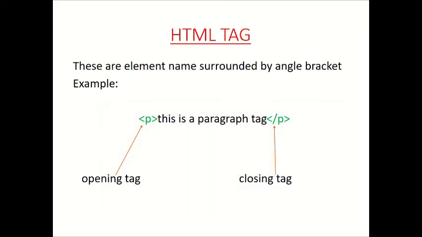HTML tag. What is an HTML tag? These are element names surrounded by angle brackets. For example, as you can see, the P tag here, which is a paragraph tag, is surrounded by angle brackets. This is a tag, a paragraph tag.